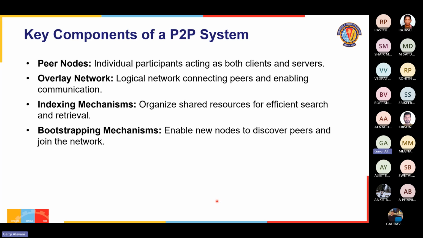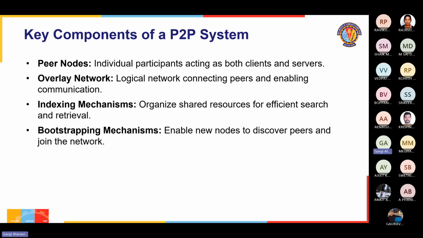The key components of a P2P system are peer nodes, which are the heart of the system. Each will act as both a client and a server. It will share resources and participate in the communication. The overlay network is the logical layer that connects these peers and enables them to exchange data efficiently, regardless of the underlying physical network.